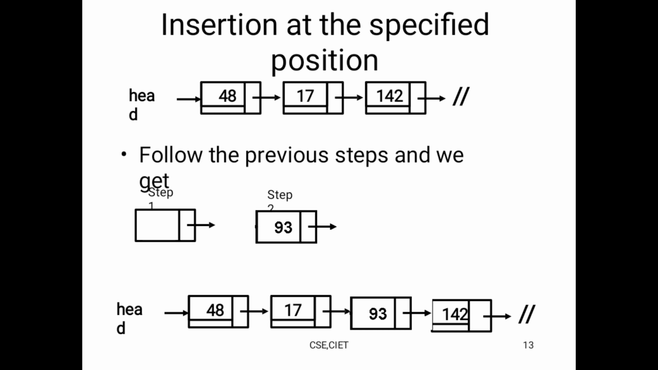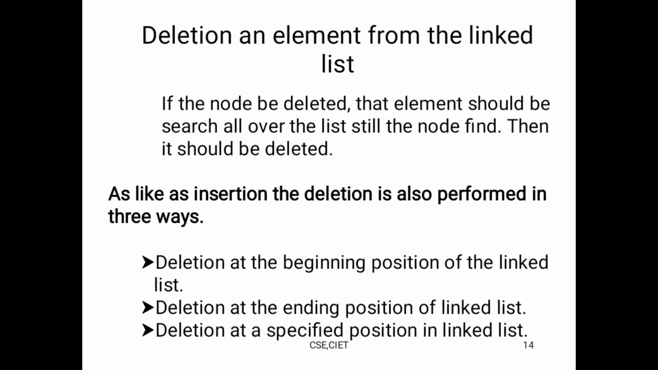Simply we have to store the particular address in the pointer, and after that we have to adjust the pointer while we are inserting the node in the specified position. So in this way we can insert at the beginning, at the end, or at the specified position. Coming to the deletion of an element from the linked list.